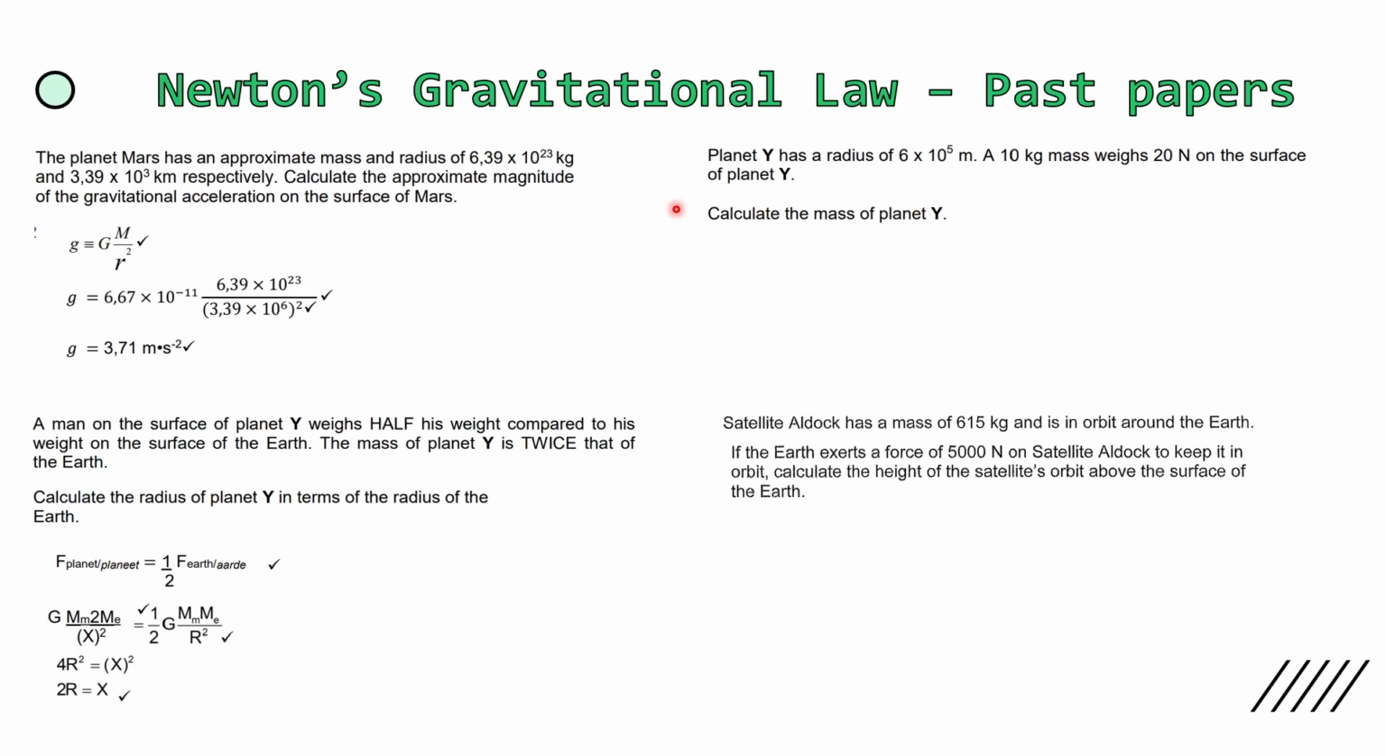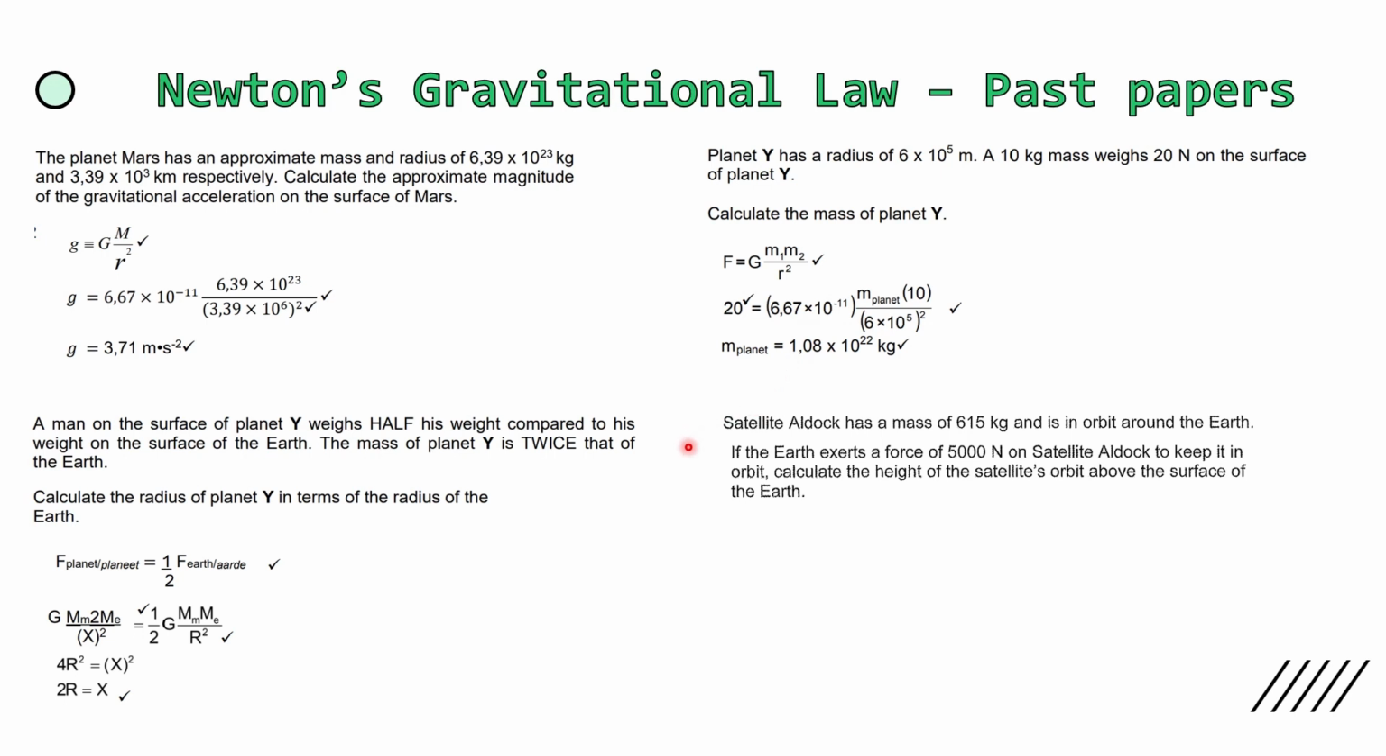Planet Y has a radius of 6 times 10 to the 5 meters. A 10 kg mass weighs 20 newtons on the surface of planet Y. Calculate the mass of planet Y. You have your formula. That's the first thing. You have your 20 newtons because they've given you that. You're solving for your mass because it says calculate the mass, but they do give you a 10 kg mass. Then they've given you the radius. Make this mass the subject of the formula and you solve.